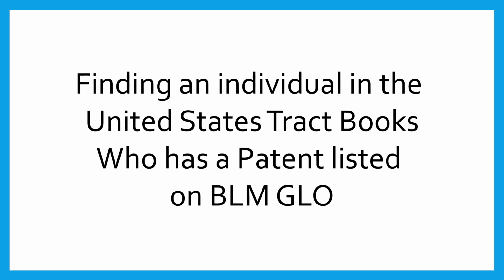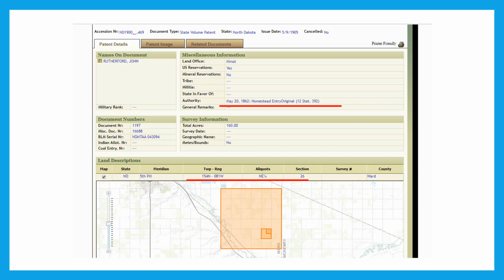Now let's locate an individual in the tract books who has a patent listed on the BLM-GLO. The BLM-GLO website has a record for John Rutherford of North Dakota. This provides the file number and shows he successfully fulfilled the requirements of the Homestead Act. It also provides the legal land description that we can use to locate John in the tract books.